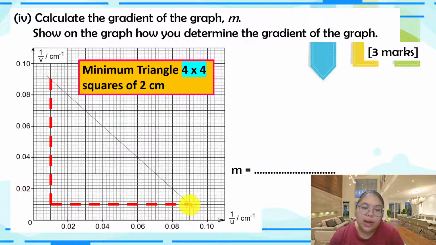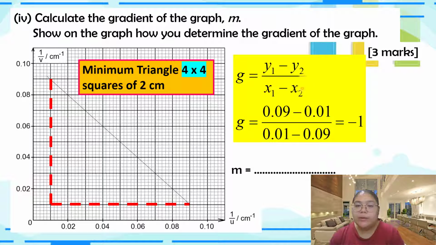Then we go to the last point. This point, the x-axis is 0.09 and the y-axis is 0.01. So this gradient is surely negative. So we go to prove, is it the same or not?